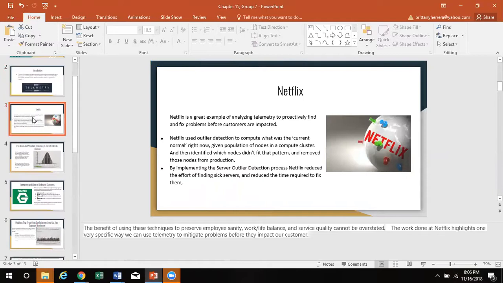An example of this is Netflix. Netflix used outlier detection to compute what wasn't the current normal. The benefit of using these techniques to preserve employee sanity, work-life balance, and service quality cannot be overstated. By implementing server outlier detection, Netflix reduced the effort of finding servers and reduced the time required to fix them.